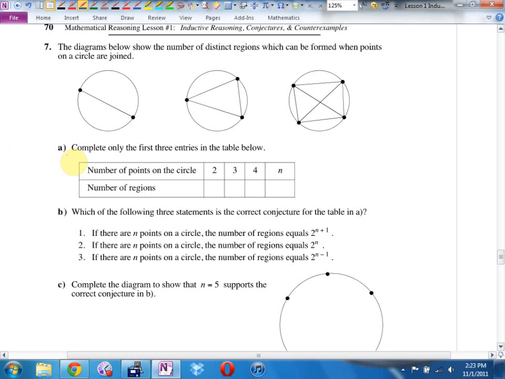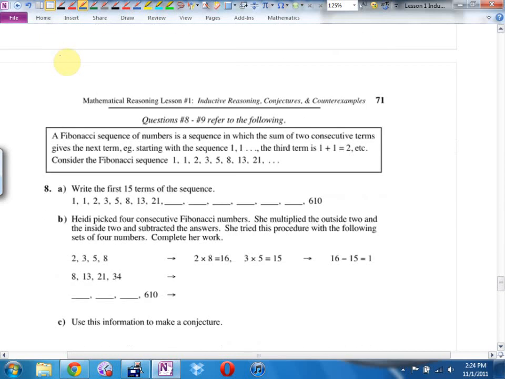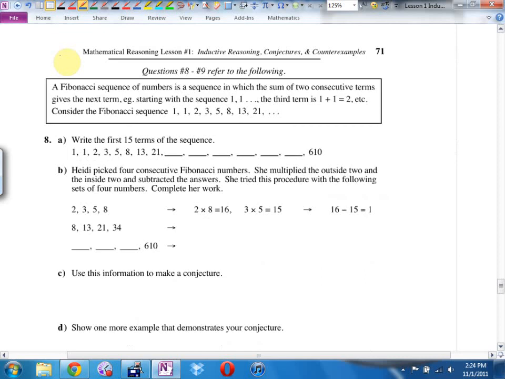Did I assign 8? Now, how many of you have watched the movie that came out or read the book that came out a couple years ago called The Da Vinci Code? Have you watched the movie or read the book? He talks about the Fibonacci sequence of numbers. It's a very famous series of numbers. 1, 1, 2, 3, 5, 8, 13, 21. Spot the pattern. What comes next?